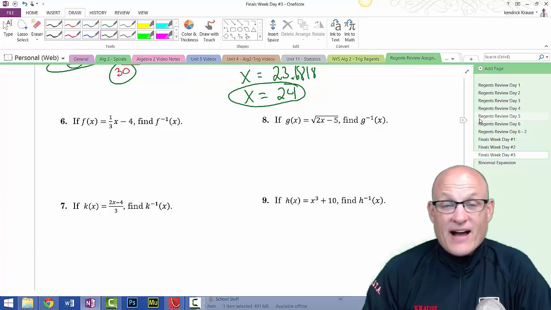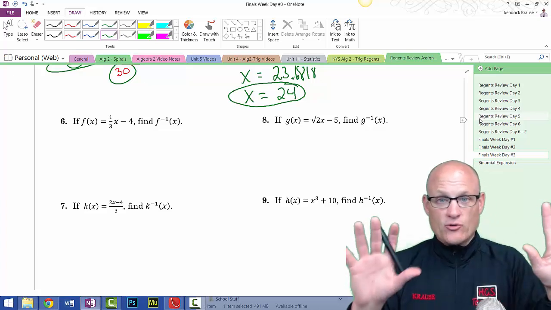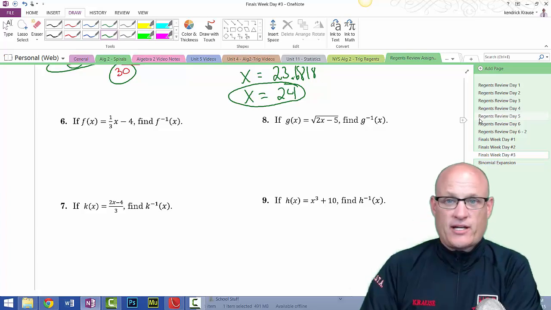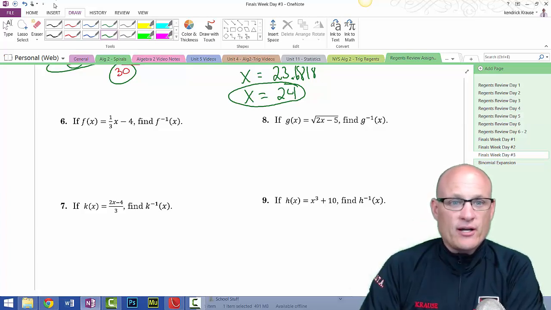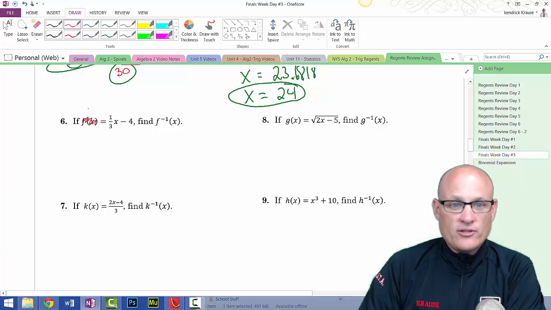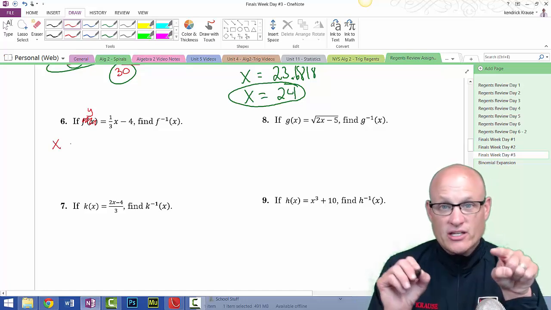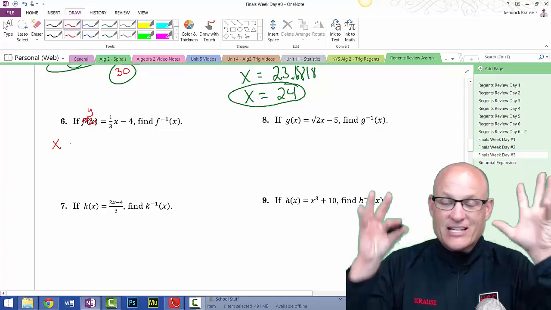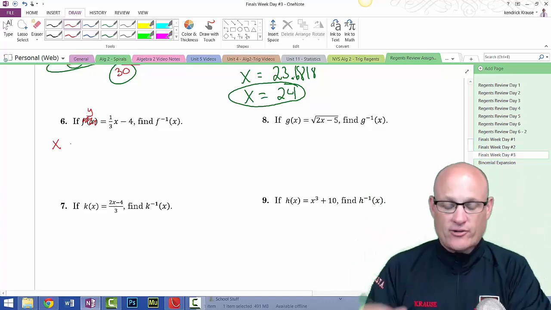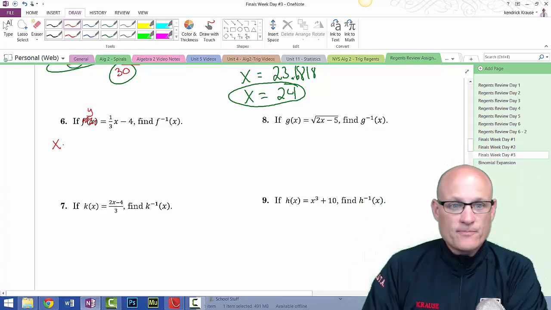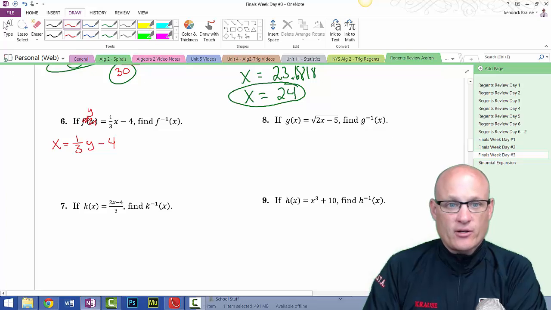In terms of finding an inverse, that whole switching the x and y, that's what you've got to do here. The first thing you've got to recognize is the fact that f of x is really just a y. So if I want to switch the x and y, I'll just write x equals, it's just the letters, none of the other stuff with it, just the actual letters. So x equals 1/3 y minus 4. Now, I don't deal with fractions very well.